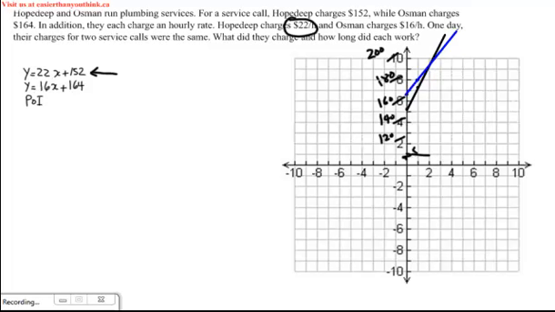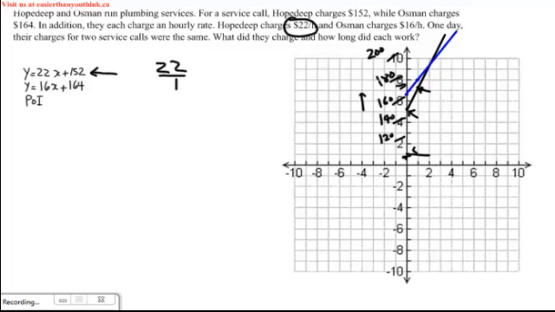Now the first line says the y-intercept is 152, so I go up until I hit about 152, which is this point. The slope is 22, which is the same as 22 over 1, so the rise is 22 and the run is 1. So I'm going to go up 22 units this way, and then go right 1 unit, which is this way, and I'm going to get this point. Then I'm going to connect the points together, and I get the black line.